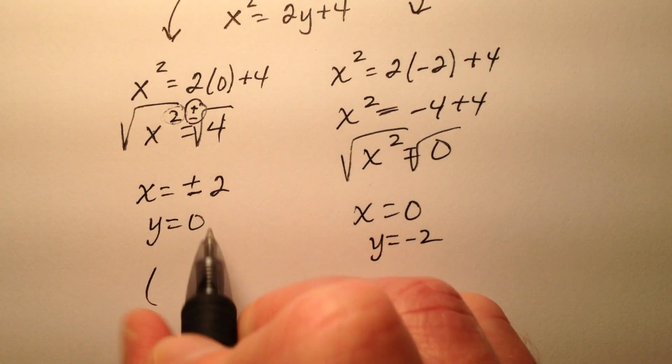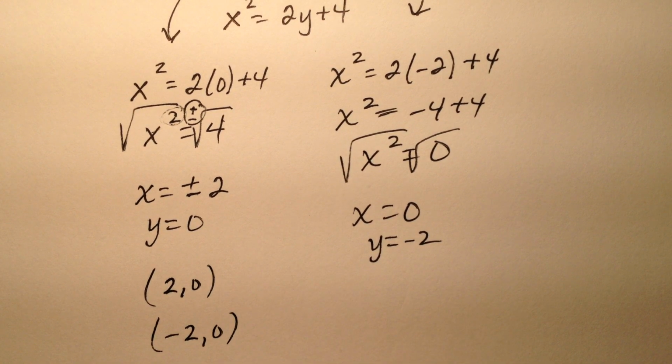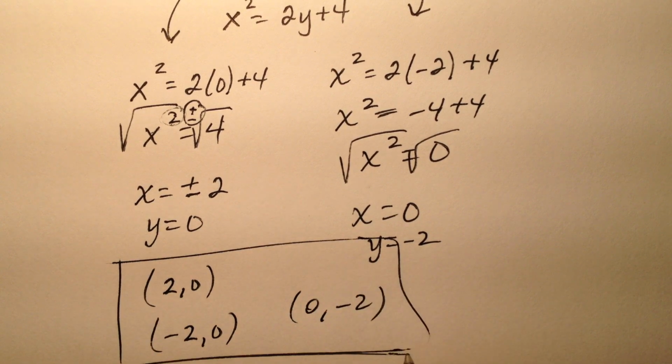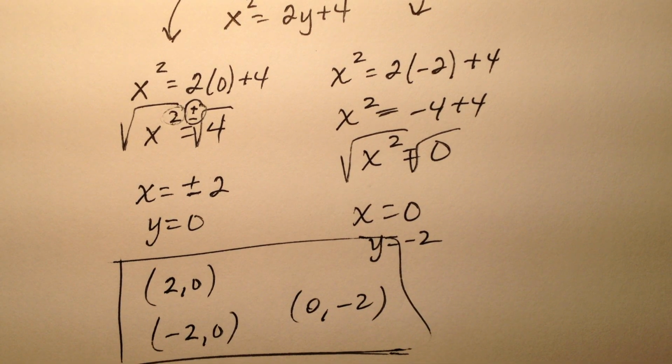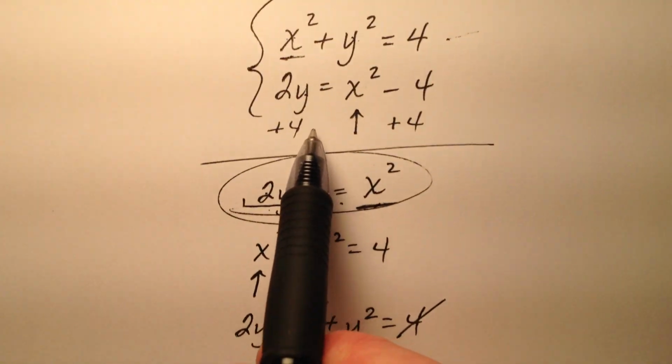So I have on this side positive 2, 0, along with the negative 2, 0, and right here I have a 0, negative 2. So I actually have 3 total ordered pairs that are solutions of this initial system of equations.